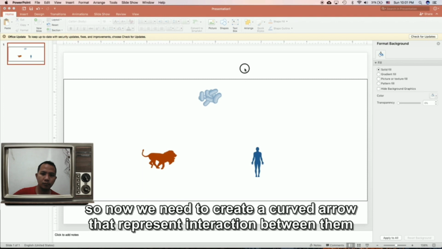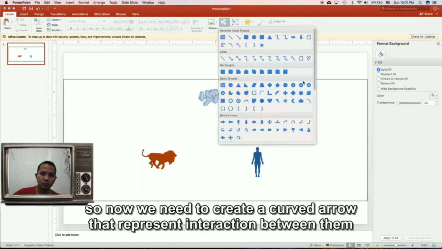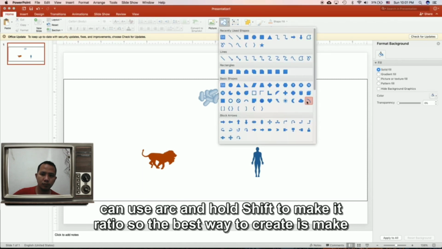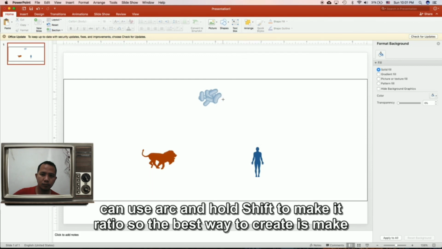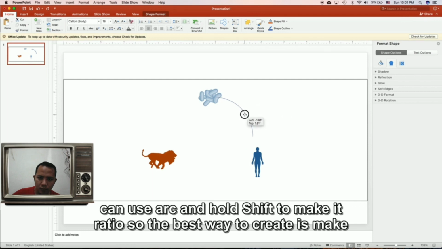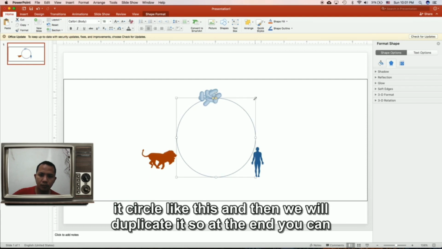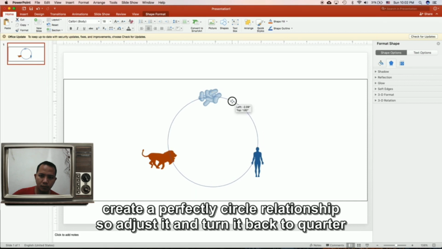So now we need to create a curved arrow that represents the interaction between them. You can choose arc and hold shift to keep the ratio. The best way to create it is to make it a circle like this, and then we will duplicate it. So at the end you can create a perfect circle relationship.